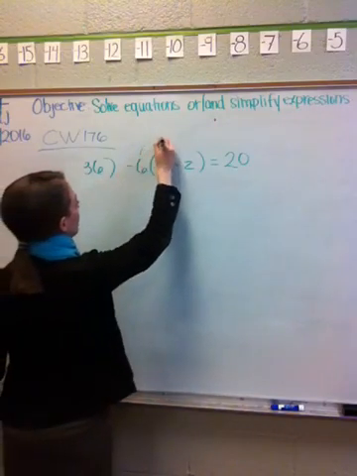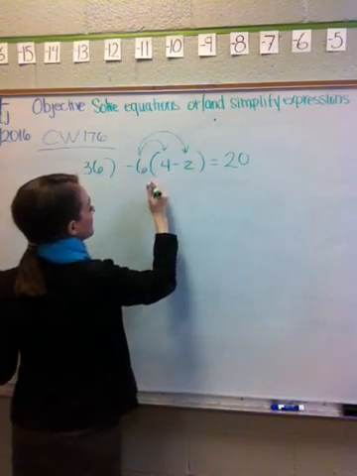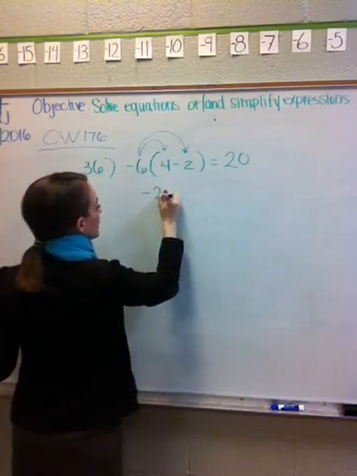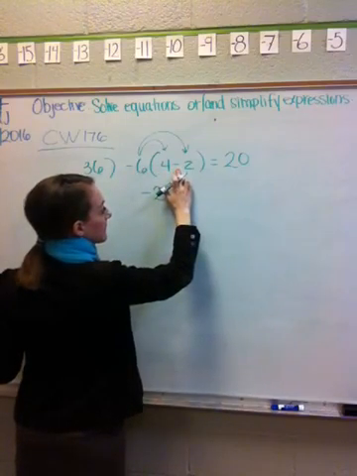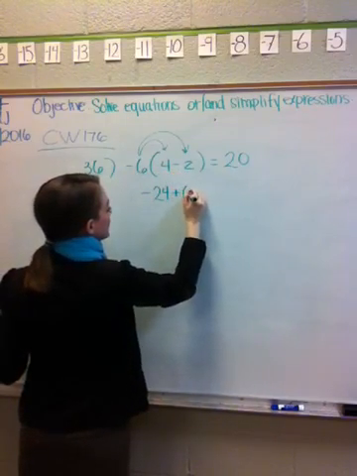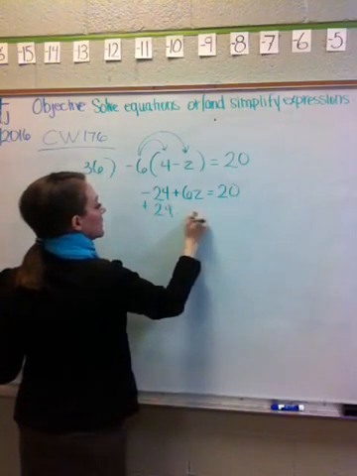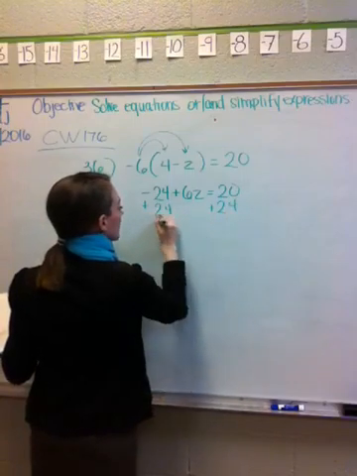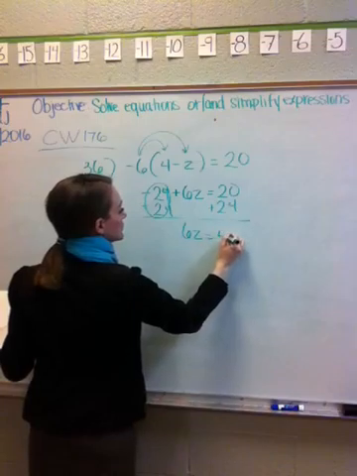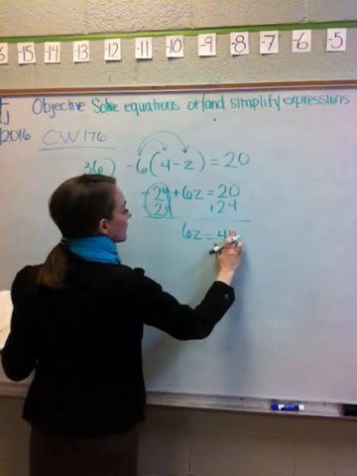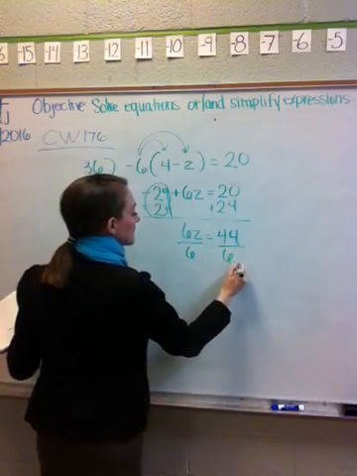I'm going to distribute negative 6 to both things inside my parentheses. Negative 6 times 4 is what? Negative 24. Negative 6 times negative z is what? 6z. Positive 6z is equal to 20. I'm going to add 24 to both sides. And this is 0. So I get 6z is equal to 44. Divide both sides by 6.